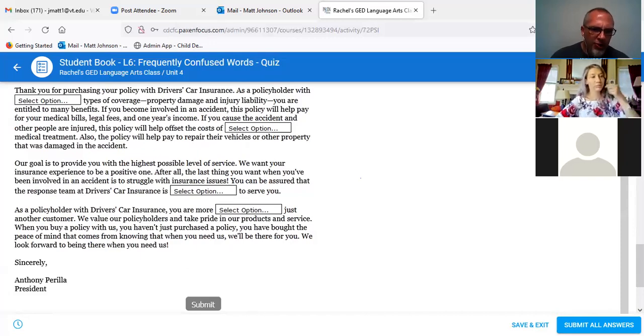As a policyholder with Driver's Car Insurance, you are more blank, just another customer. We value our policyholders and take pride in our products and service. When you buy a policy with us, you haven't purchased a policy. You have bought the peace of mind that comes from knowing that when you need us, we'll be there for you. We look forward to being there when you need us.